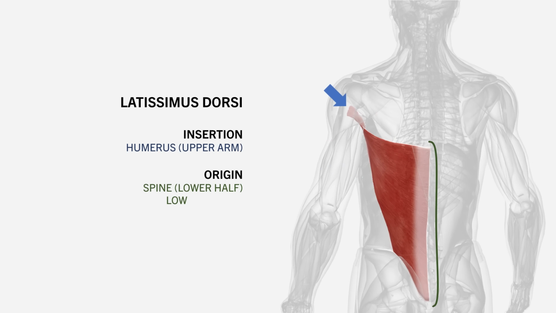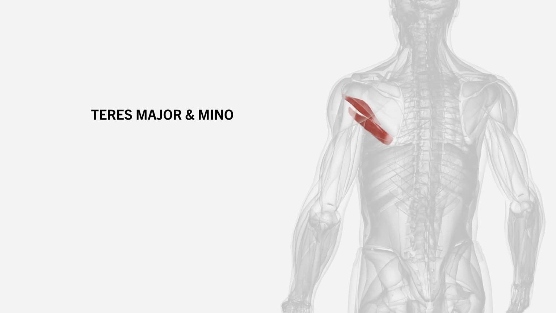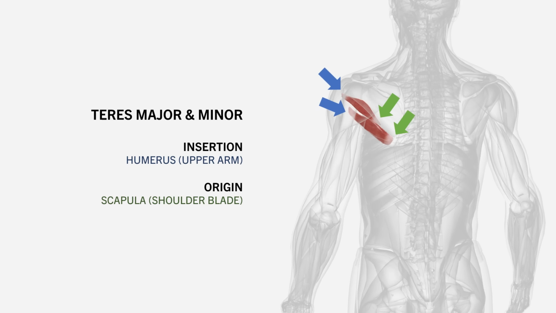It originates at a few different points, mainly the lower half of the spine, lower 3 to 4 ribs, and into the fascia of the lower back, which indirectly connects the lats to the spine and pelvis. Both the teres muscles have similar anatomy. They both insert on the humerus, and they both originate on the scapula.